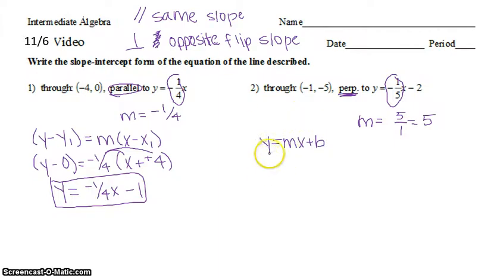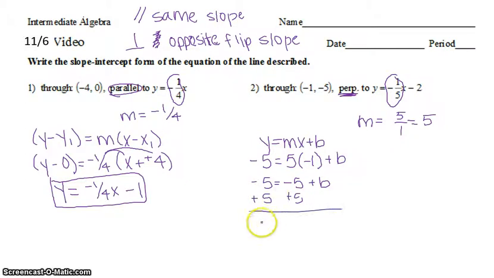So y equals mx plus b. The y value here is negative 5. The m that I'm using, since I'm doing a perpendicular line, is that 5 times my x value, which was negative 1, plus b. Bring down my negative 5. 5 times a negative 1 is a negative 5 plus b. Solving for b, so I add 5 to both sides. I get 0 equals b.